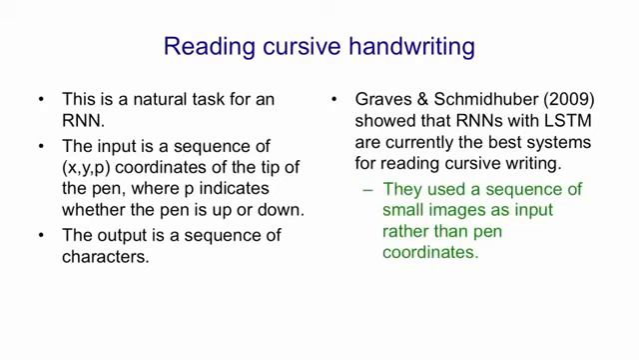Graves and Schmidhuber in 2009 didn't use pen coordinates as input. They used a sequence of small images, and that means they can deal with optical input where the timing of the pen isn't known. They can look at images after they've been written and read them.